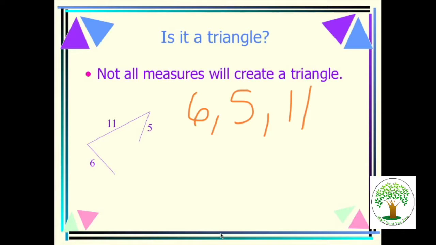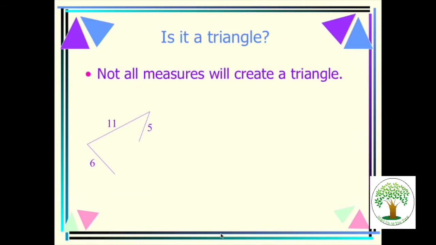So if I add this 5 and 6, it has to add up to be more than 11 or less than 11? More. It can't be the same number, so it has to be greater. 6 and 5 has to be greater than 11. 5 and 11 has to be greater than 6. And 6 and 11 has to be greater. Now, you noticed that automatically, if you start with 11 plus anything, it's going to be greater than those. So you don't even have to check that one. You just have to check that the two small ones are greater than that one.